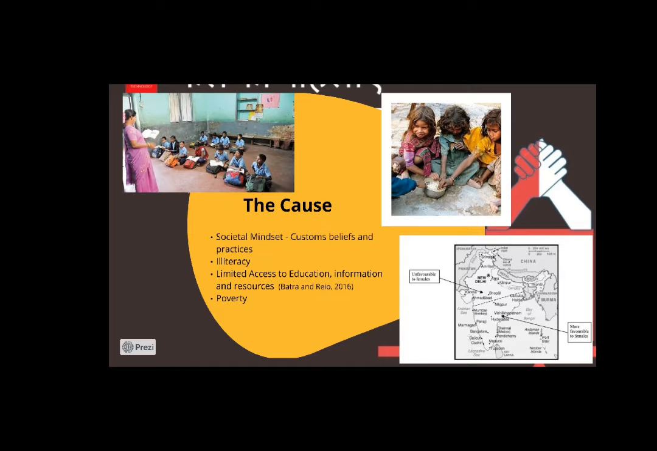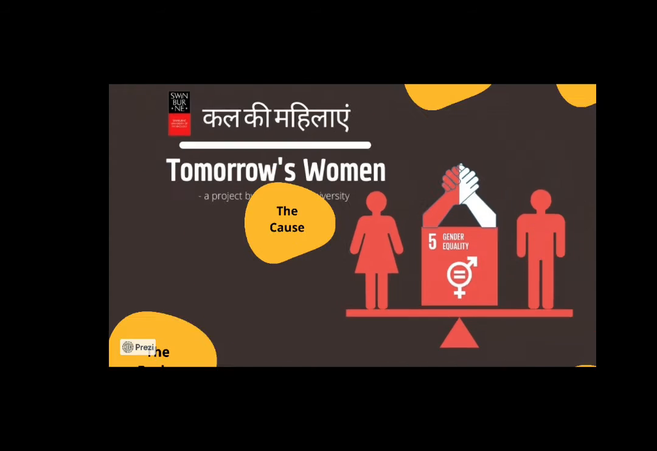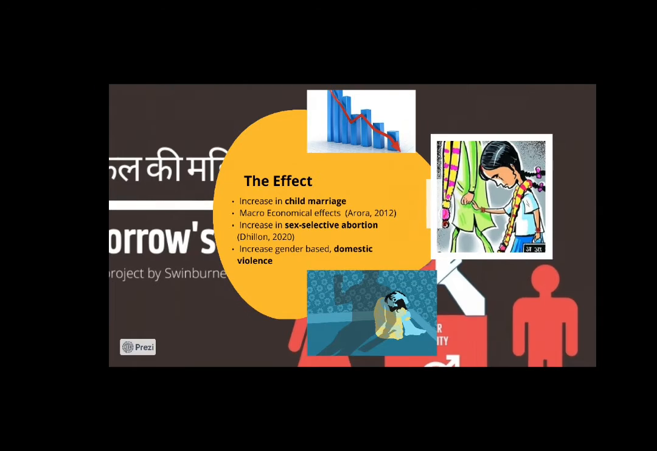In the 1950s, half of India's population was living in poverty. As a result, the intra-household distribution of resources has led to gender inequality. Now let's talk about the effects.